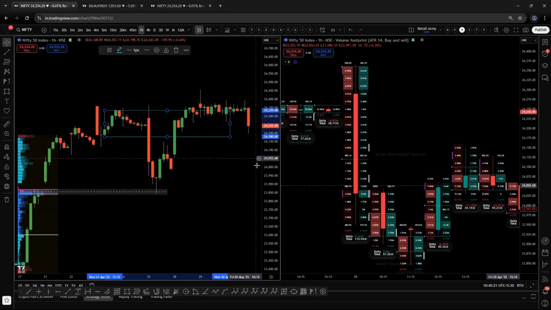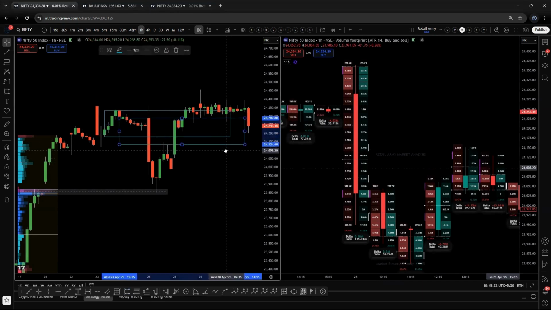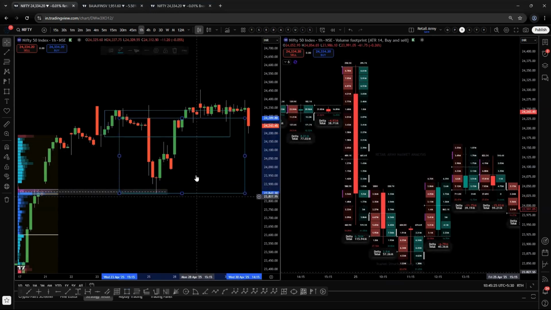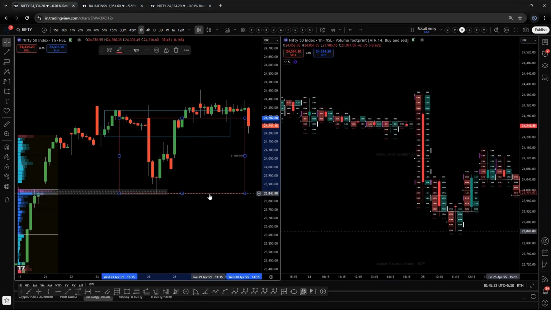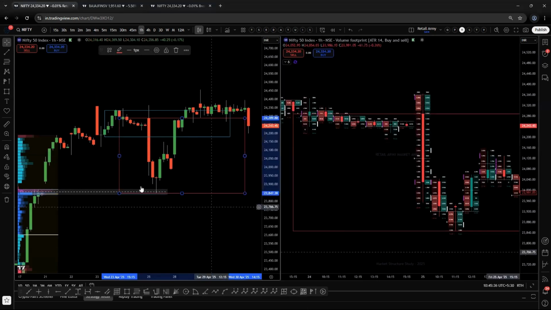Let's say this is the one blue color range and this is red. Change the color of the box, it'll be easy. Now the same thing we will apply over here in the second chart.